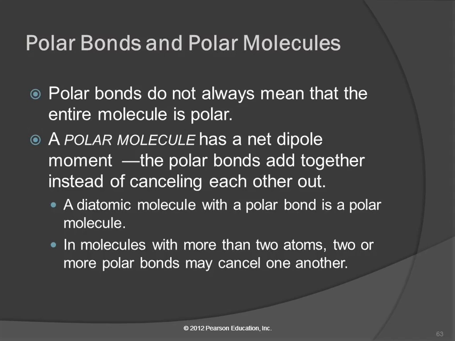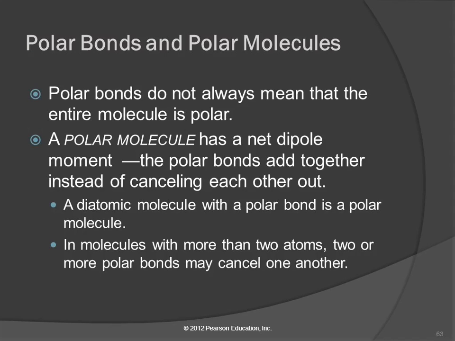So we just learned about polar bonds, so we also have to talk about polar molecules. You can have a molecule with polar bonds, but that doesn't necessarily mean that the entire molecule is polar. Well, what do we mean by a polar molecule? It has a net dipole moment, which means that the polar bonds add together instead of canceling each other out. And the molecule itself, the whole thing, has one end that's kind of positive and one end that's kind of negative, instead of being symmetrical and uniform.